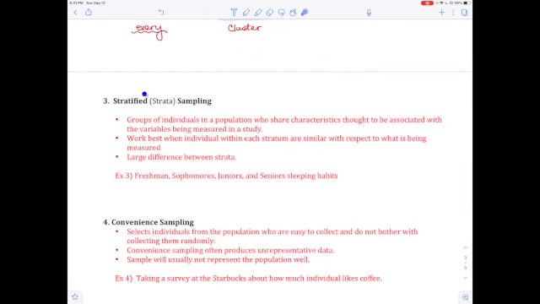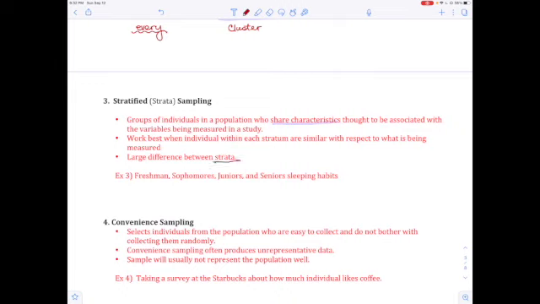Number 3, stratified or strata sampling. Number 1, groups of individuals in a population share the same characteristics thought to be associated with the variables being measured in the study. So the characteristics they have to share are related to what is being measured. Number 2, it works best when individuals within each stratum are similar with respect to what is being measured. Okay, and then the next one, large difference between strata.